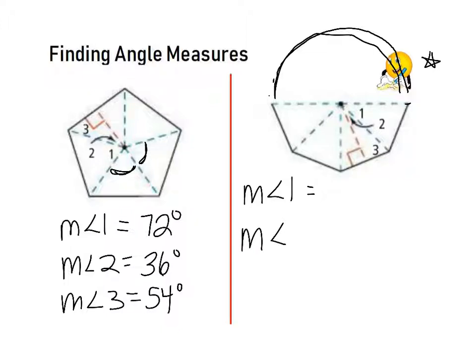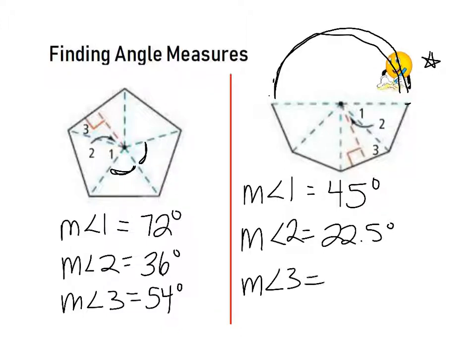All right, angle 1 is my central angle. I'm going to take 360 and divide it by 8. It comes out nice to a 45 degree angle. But then when you drop that apothem, right here, that's going to split that 45-degree angle into a not so nice number, 22.5 degrees.